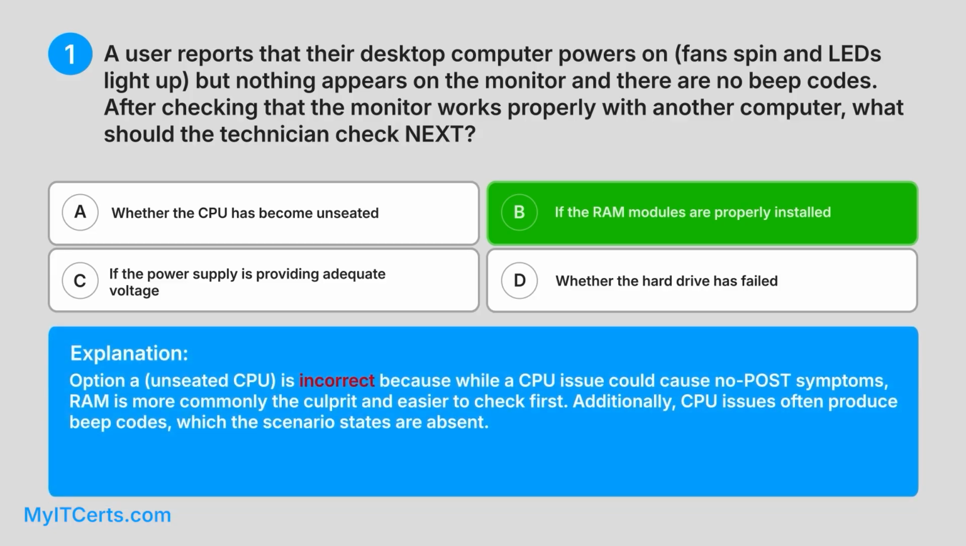Option A is incorrect, because while a CPU issue could cause no POST symptoms, RAM is more commonly the culprit and easier to check first. Additionally, CPU issues often produce beep codes, which the scenario states are absent.